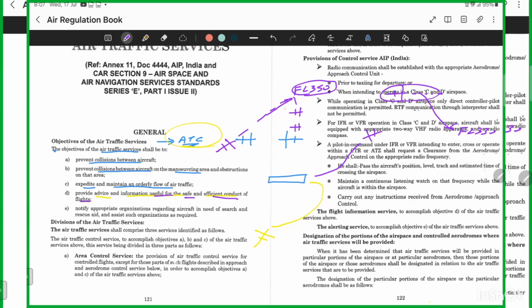Otherwise, while climbing, you burn more fuel. If you climb and after reaching 350, it is turbulent, you don't want to maintain and you will descend to 330 or 310. That means you have burned fuel for the climbing, no?